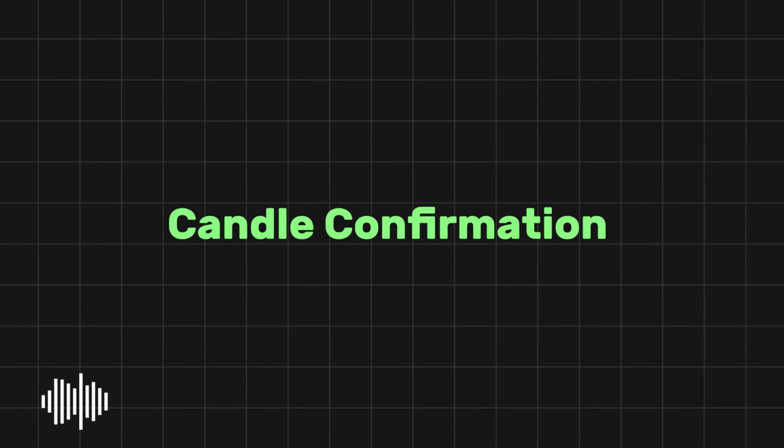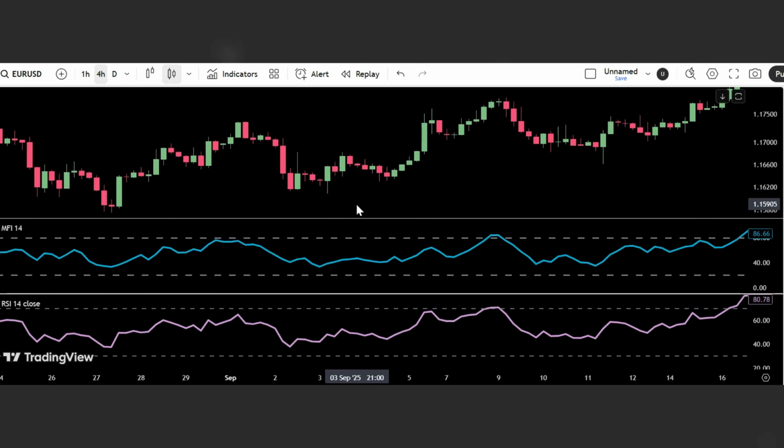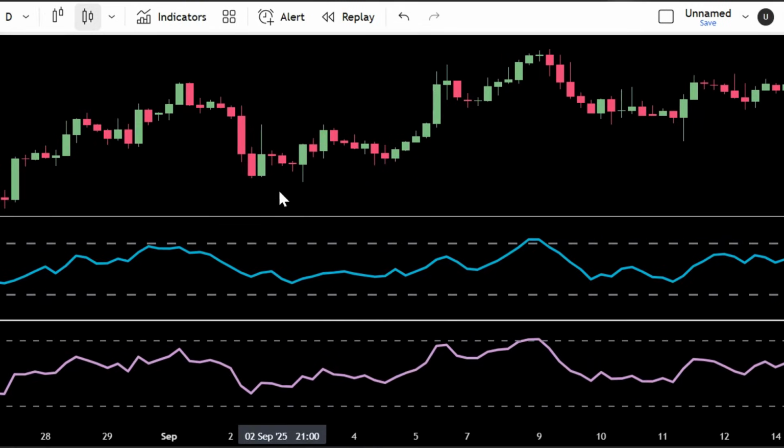Candle confirmation. Now let's look at a candle confirmation. Candles show price movement in each time period. We check the shape of the candles to confirm the price is really moving in the right direction. For a buy trade, look for a strong green candle with a large body and a small upper shadow.